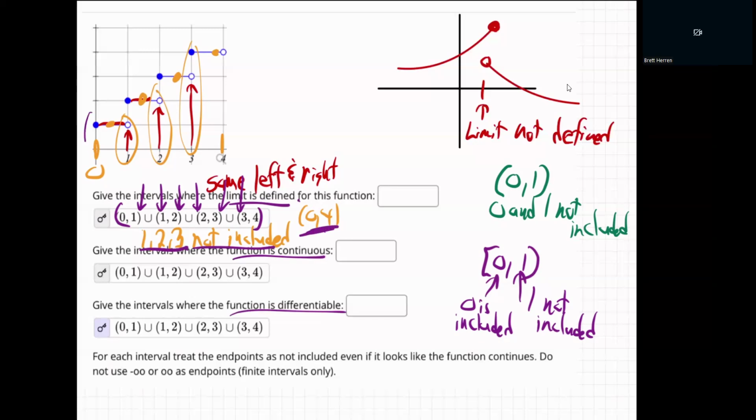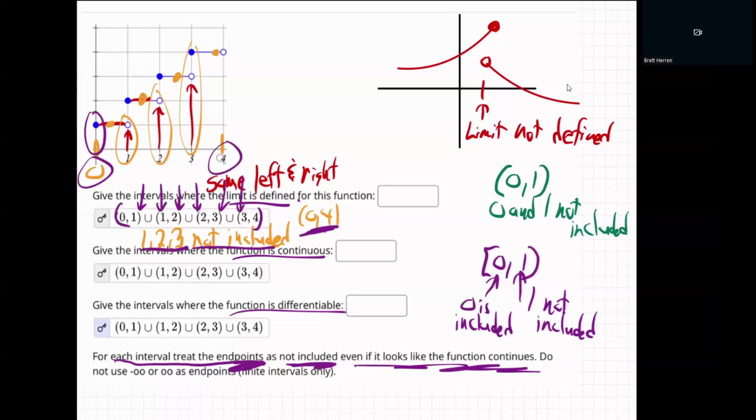Now you might say, hey, Mr. Aaron, at 0 there's a solid dot. We should be including 0 with a bracket. Well, right down here, it said for each interval, treat the endpoints as not included, even if it looks like the function continues. So they specifically said don't include the endpoints. Don't include the 0, don't include the 4. That's why they're putting parentheses there.